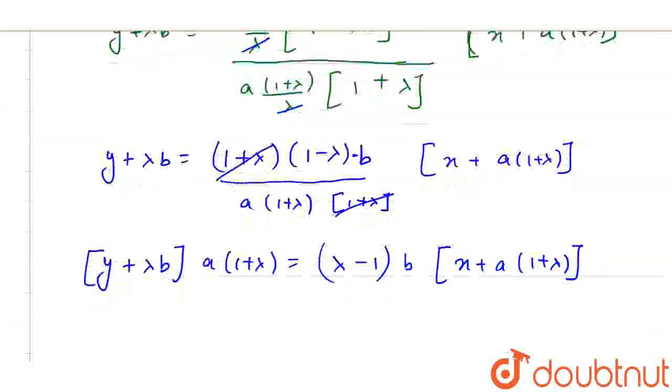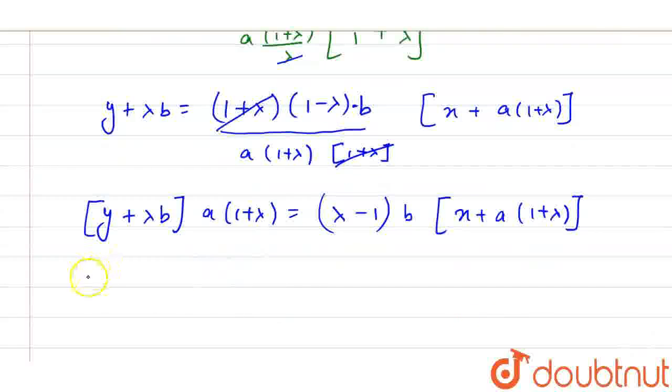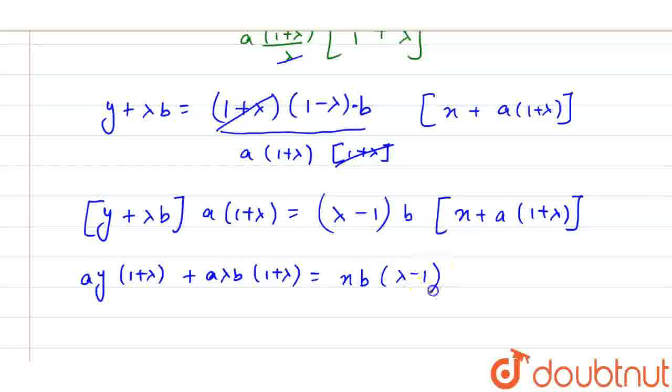Now if we open these brackets we get ay into 1 plus lambda plus a lambda b into 1 plus lambda, that is equal to xb into lambda minus 1, and that final value is a into b, and this is a minus b into a plus b, so it will become a square minus b square, that is x square minus 1.